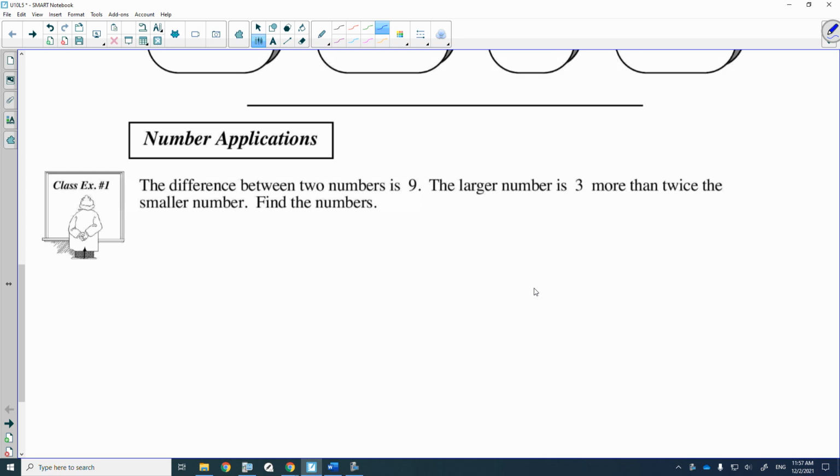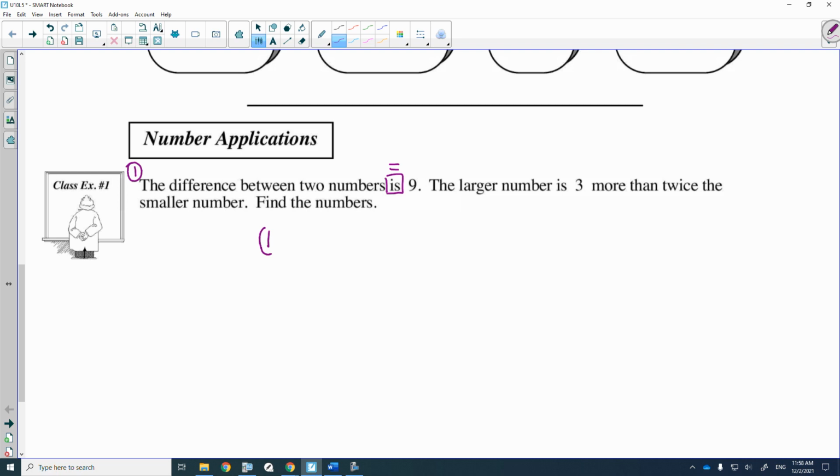So it's a numbers application. You need to be able to do a numbers problem. So either there'll be a numbers problem on your test, on your quiz, or on the exam. It'll be on one of the two. So it says the difference between two numbers is 9. A couple of things that I'll let you know that will give you some hints. When you see the word is, that means equals. Okay, so if you see is, that is equals.